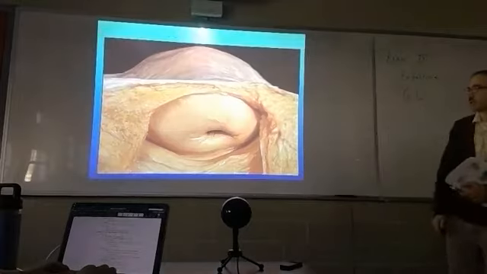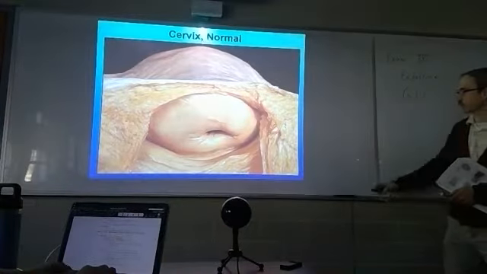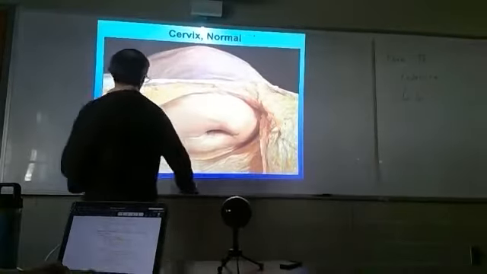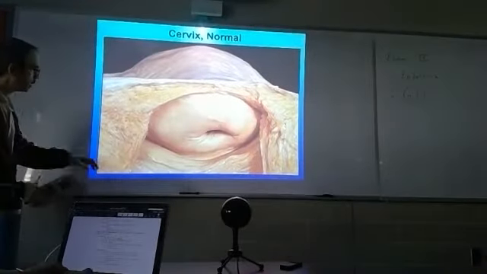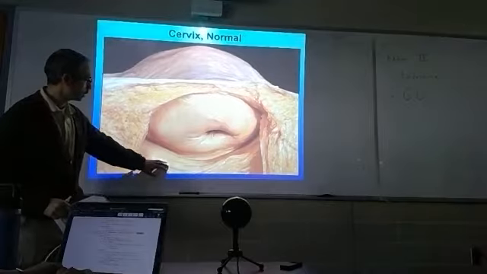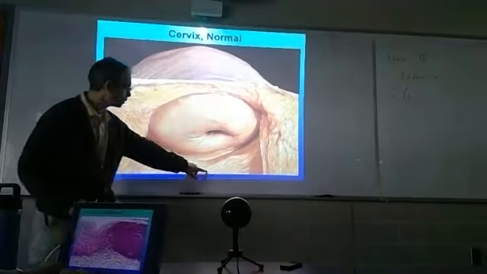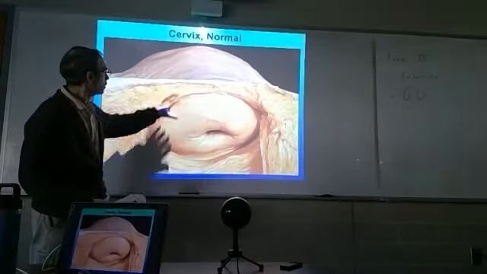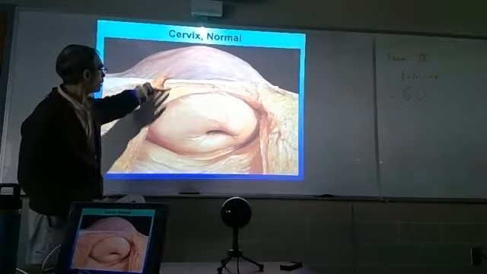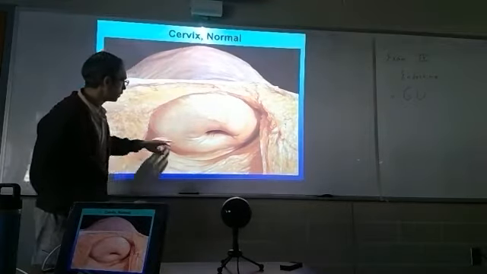Let's take a look at a normal cervix. We've seen the normal cervix before. This is a transverse section through the vaginal canal. You can see the vaginal mucosa down here. This is the vaginal canal. You can see rugal folds in the vaginal mucosa. This, of course, is the uterus. You can see the cervix here, and there's the fundus in the background.